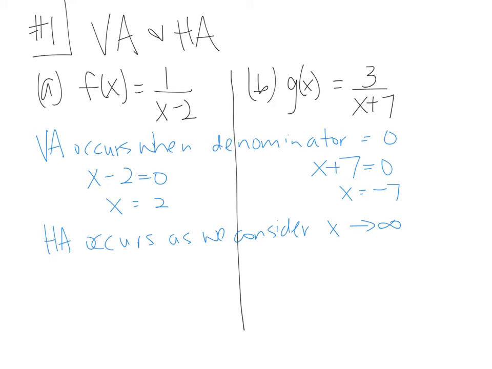The horizontal asymptote occurs as we consider x getting very large, or as x goes to infinity. Looking at this, as x gets very, very large down here, then the number on top is 1, so f of x goes to 0. So as x gets very, very large, f of x goes to 0. So our horizontal asymptote is y equals 0.